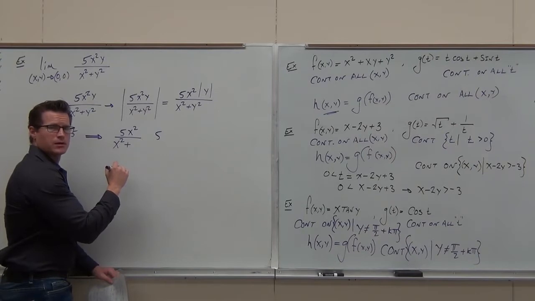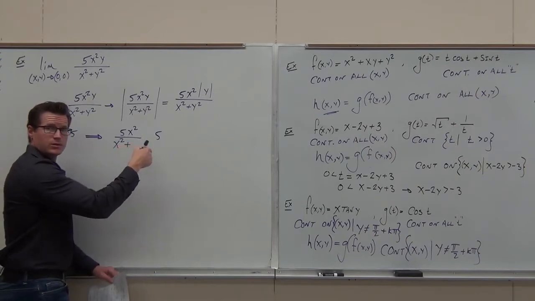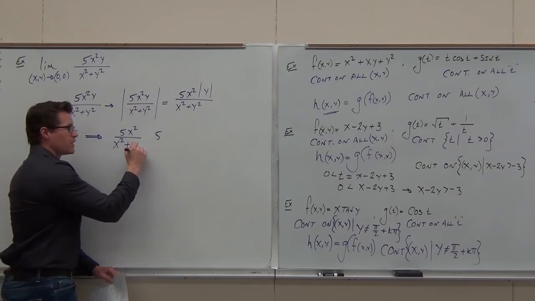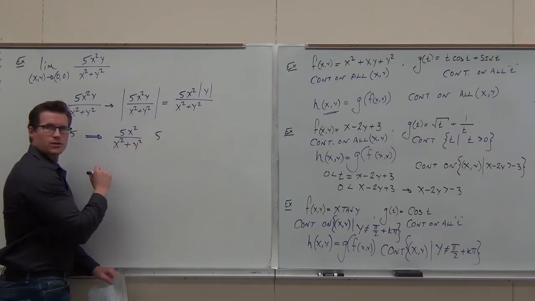What would it be? Smaller than 5. Smaller than, or if it's 0, it would be equal to 5. Does that make sense? True or false? y squared is greater than or equal to 0.